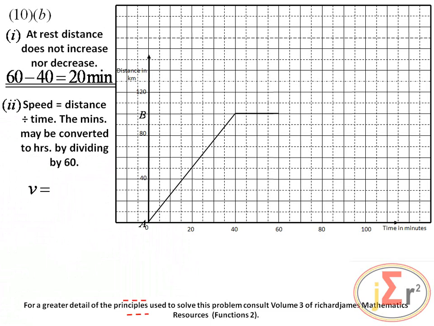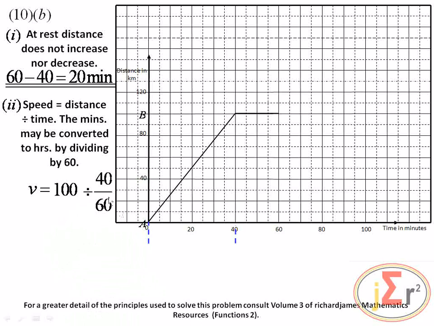So V is equal to 100, and that is the distance traveled. So 100 kilometers. So distance divided by time. But do not forget that although we are dividing by time, the time from A to B is the time it takes to get right here, from 0 to 40. So we are dividing by 40 minutes.